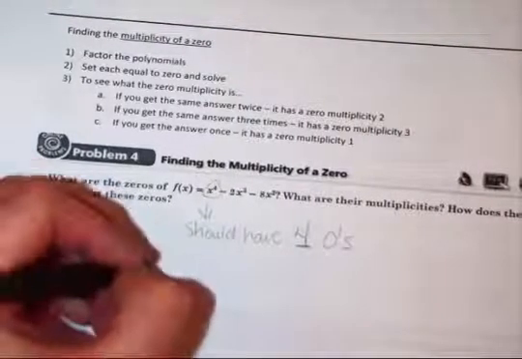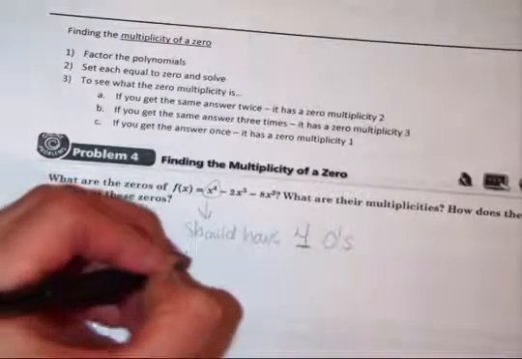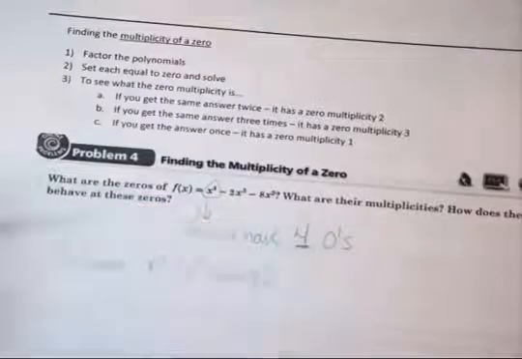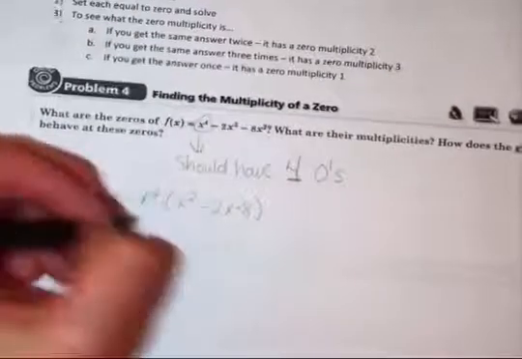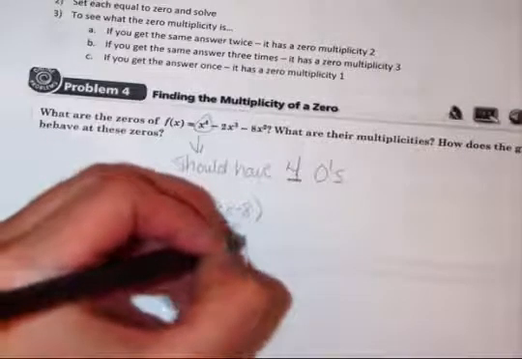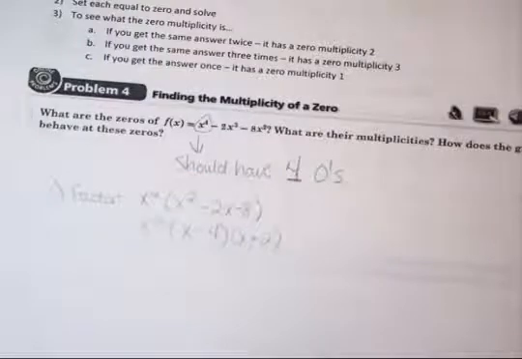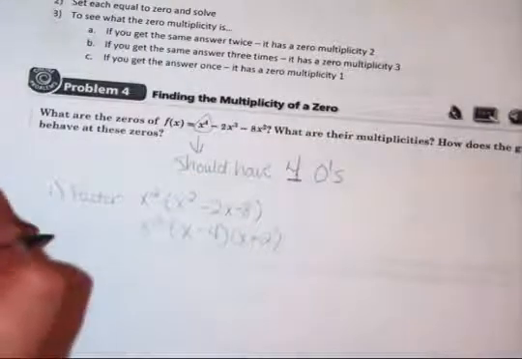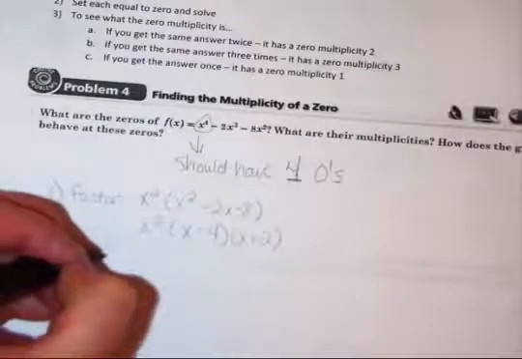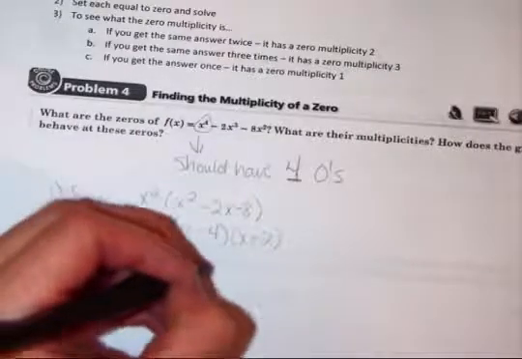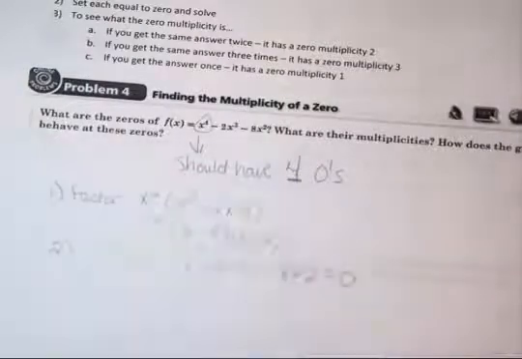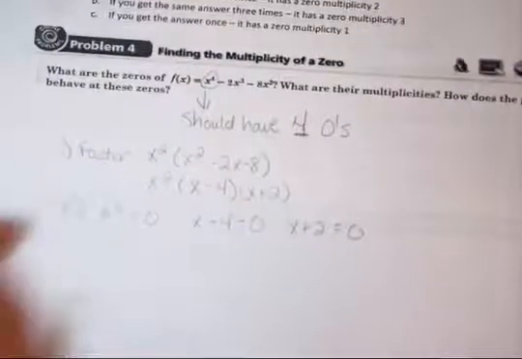Step 1, take out a GCF of x squared. So you're left with x squared minus 2x minus 8. Next, factor it more. So you get x minus 4, x plus 2. Alright, step 1 is factor. Step 2, set each of these equal to 0. So we're going to set x squared equal to 0. We're going to set x minus 4 equal to 0. And x plus 2 equal to 0. And now we need to solve.